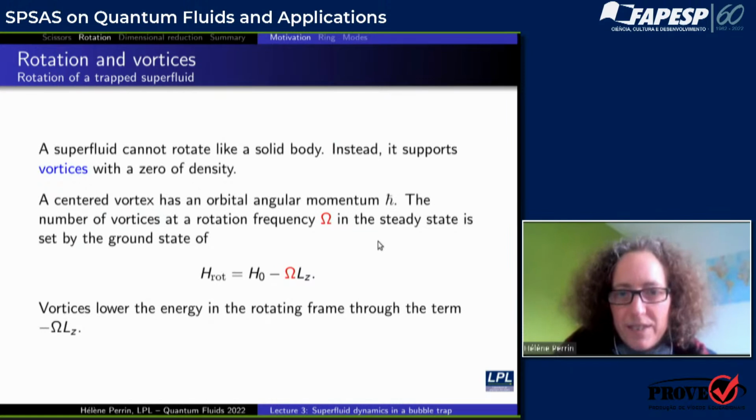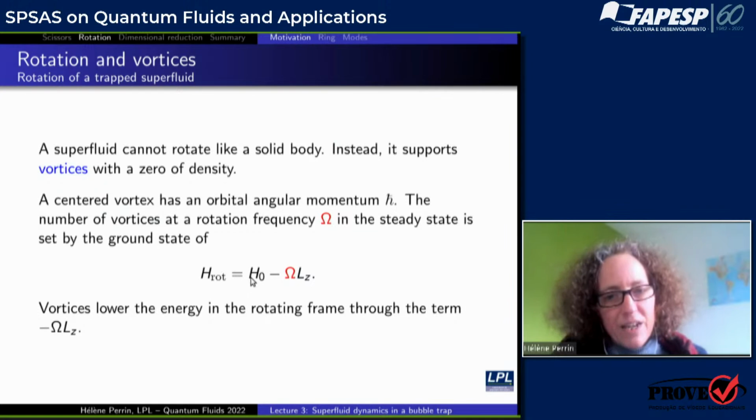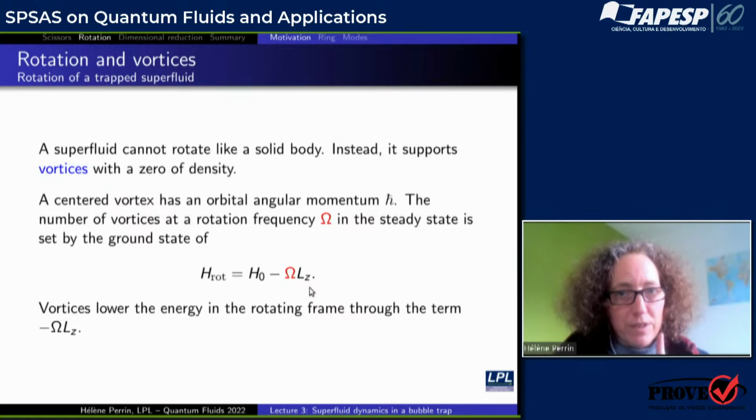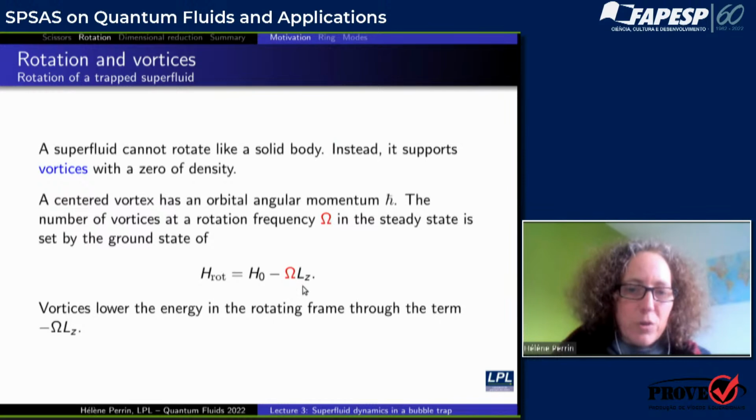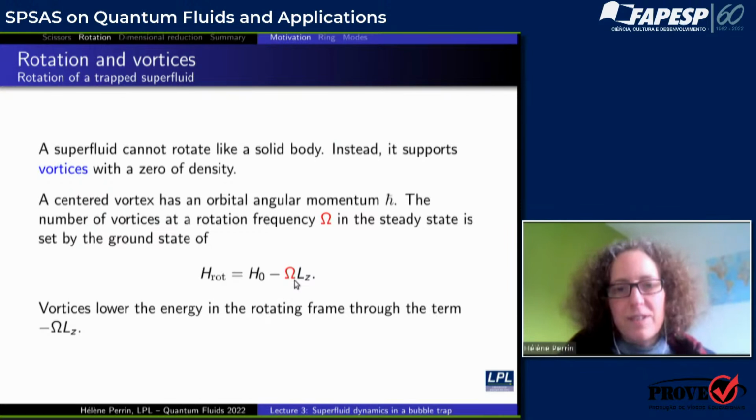Because in the rotating frame, the Hamiltonian is modified. And instead of your original Hamiltonian, the Hamiltonian in the rotating frame is H0 minus omega LZ, where LZ is the projection of the angular momentum along this vertical direction, and omega is the rotation frequency. So you see that when you rotate, it is advantageous to create vortices because it will increase LZ, and so it will lower the energy. So that's why vortices enter when you rotate.